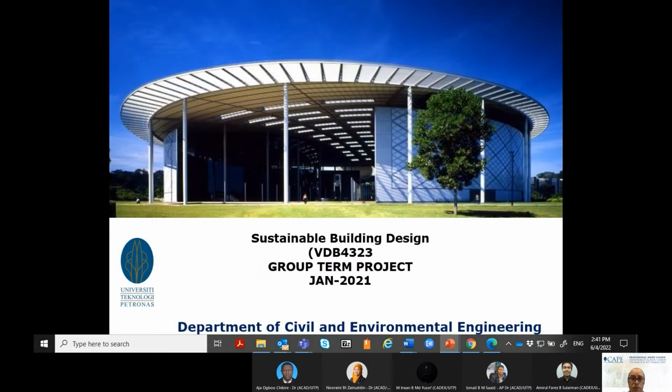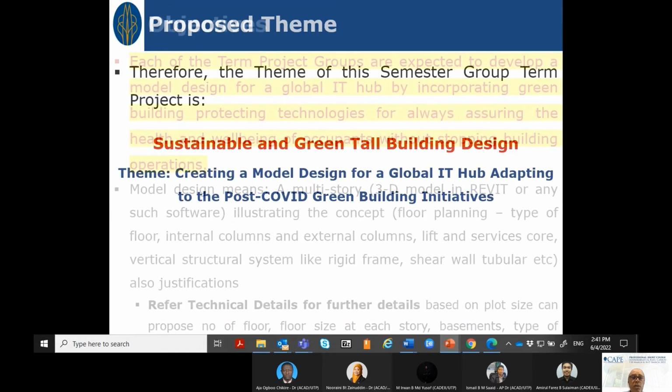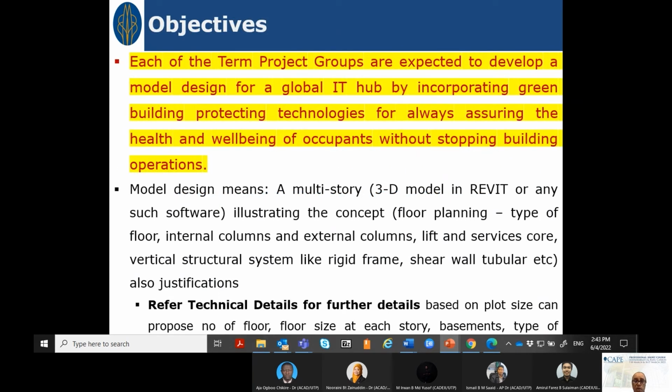So this is the example, a group term project which I gave in September. The objective, which is my requirement given to them: each of the term project groups is expected to develop a model design for this IT hub by incorporating green building technologies, always assuring the health and well-being of occupants without stopping building operation.